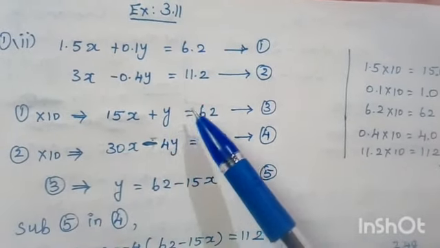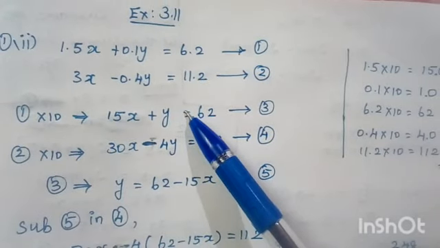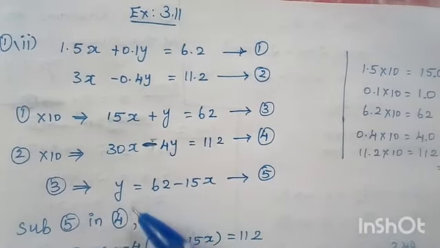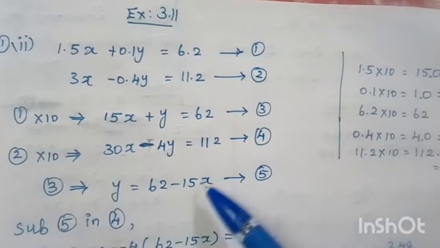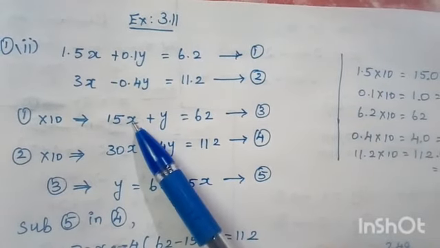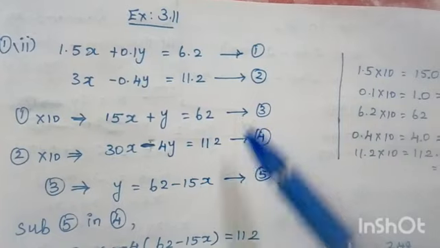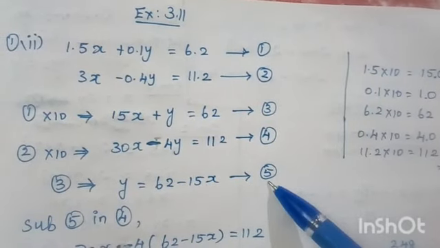For now, you have to consider equation number 3. So using this, 3 implies y = 62 - 15x. You have to transpose this 15x to the right-hand side. So we call it equation number 5.